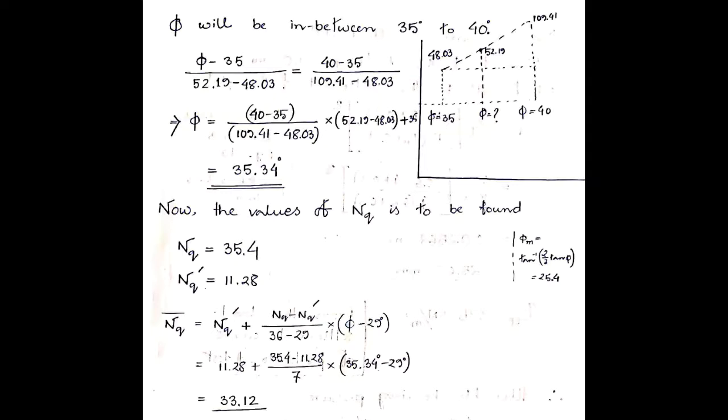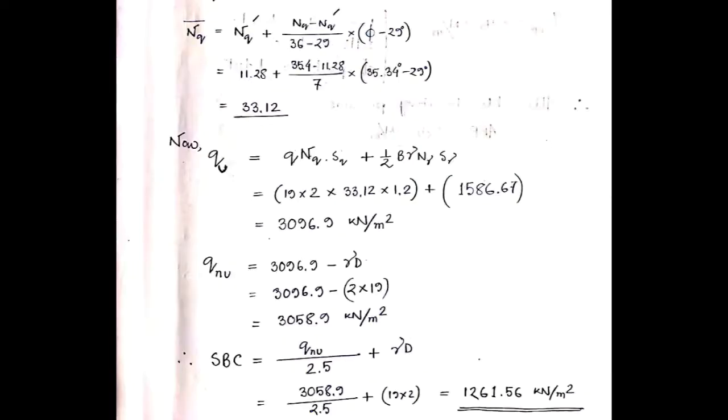And then NQ dash corresponding to phi M, which is 25.4. Now we have to interpolate between NQ and NQ dash as shown. This we have already done in previous numerical examples, so we will not be discussing in detail. If you have any problem in this interpolation, kindly let me know. Then we find the ultimate load, the net ultimate load, and then SBC using a factor of safety of 2.5.